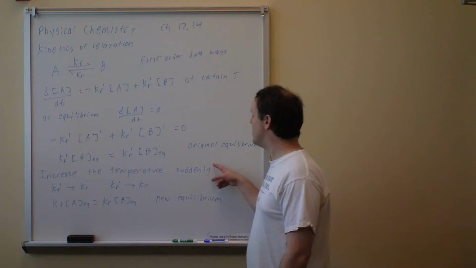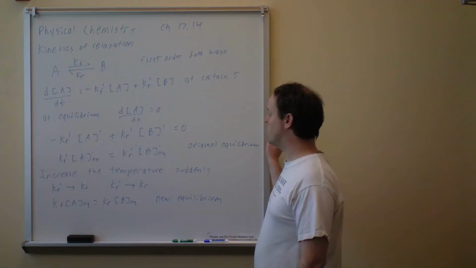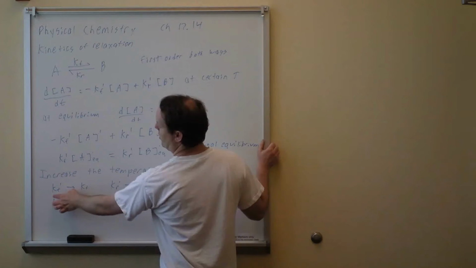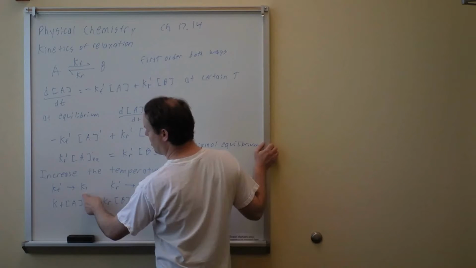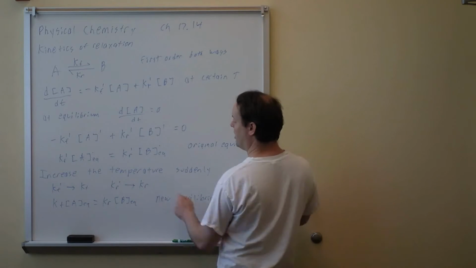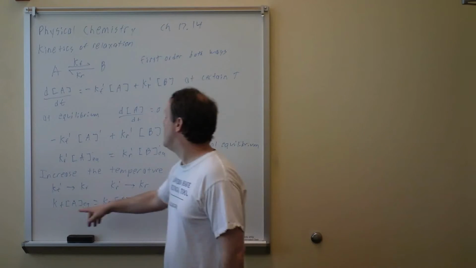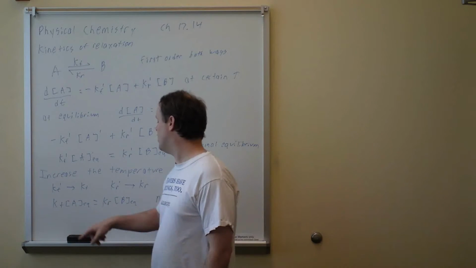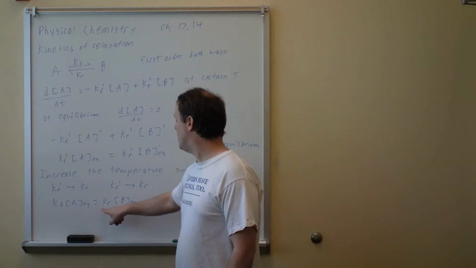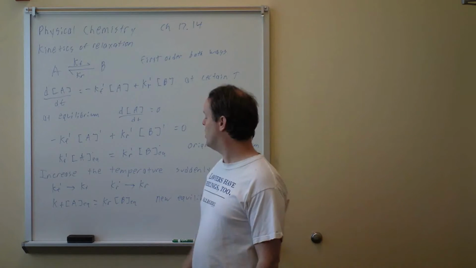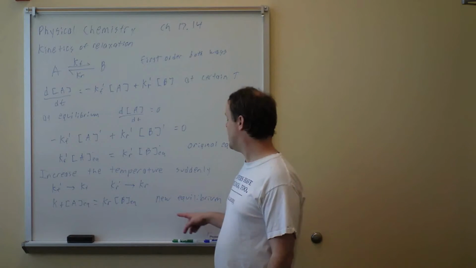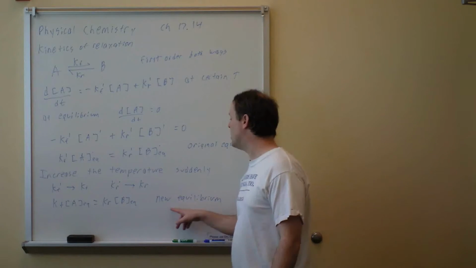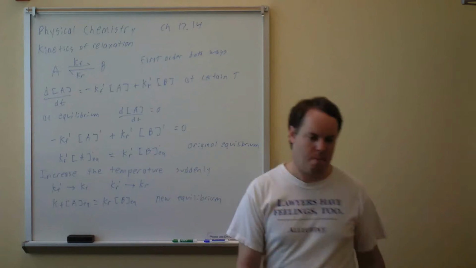So now we're going to do the T-jump method. We're going to increase the temperature suddenly. So then Kf prime becomes just Kf, and Kr prime becomes just Kr. And then now we just have the forward rate constant times the equilibrium concentration of the reactants is equal to the reverse rate constant times the equilibrium concentration of the products. And this is our new equilibrium right after our perturbation.